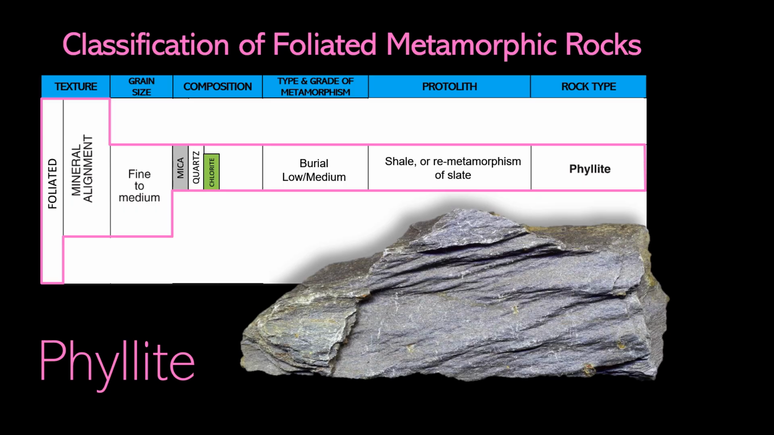Its minute crystals of graphite, sericite, chlorite, or the translucent fine-grained muscovite mica impart a silky, sometimes golden, sheen to the surfaces of cleavage, called phyllitic luster. The foliation is commonly crinkled or wavy in appearance.